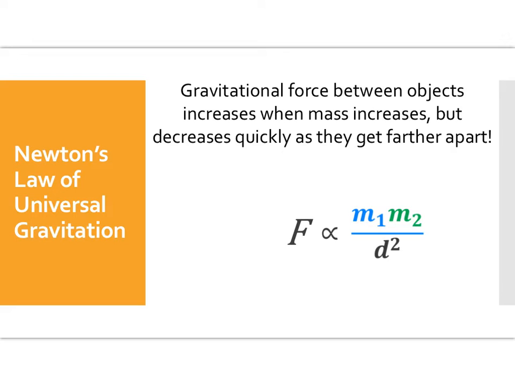So we know that gravitational force between objects increases when the mass increases. So if I were to multiply one of my masses by 2, that would multiply my force by 2. Okay, if I do it to one side, I have to do it to the other side. But what if I multiply both masses by 2? Well, now I'm multiplying 2 times 2. So that's going to make my force 4 times higher.